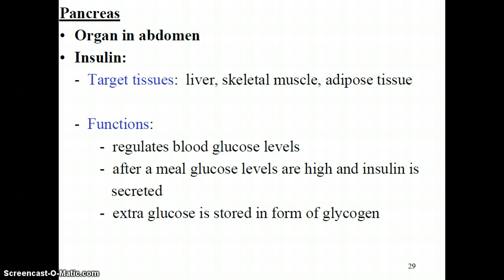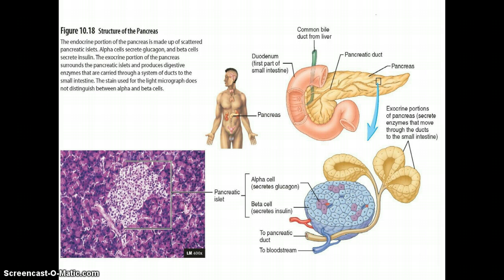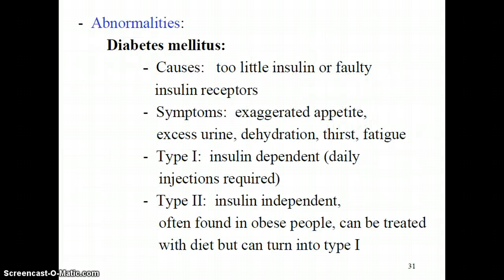The pancreas, we'll look at the pancreas again in the digestive system. The target tissues are liver, skeletal muscle, adipose tissue. This is a very important hormone and organ with response to diabetes. Here's the structure of the pancreas showing you the location of the hormone producing cells of the pancreas. Some of the abnormalities are diabetes mellitus type 1 and type 2.